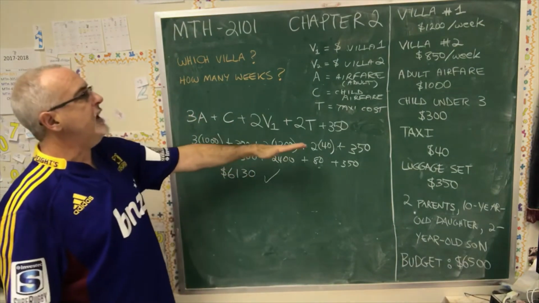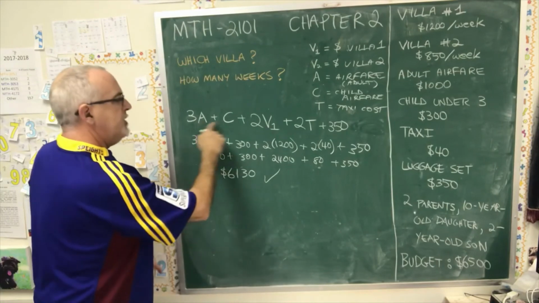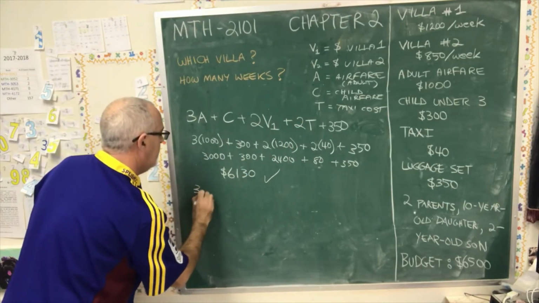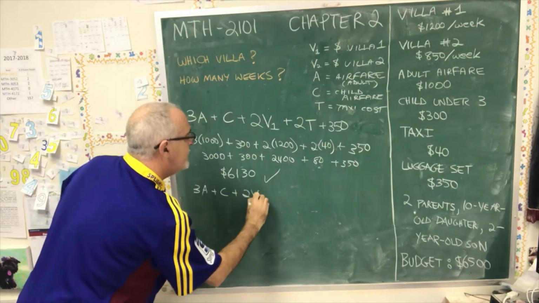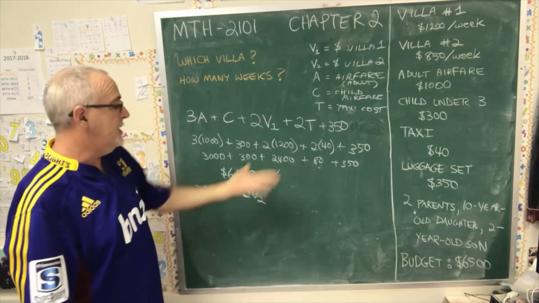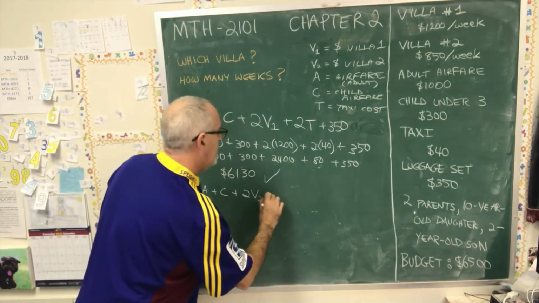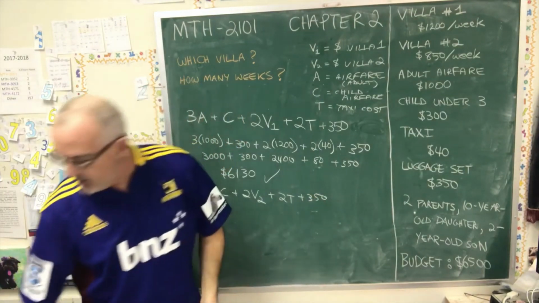But let's try it again with villa number 2. It changes the equation a little bit because we still have the 3A, the C, but it's 2 times V sub 2 this time because we're using a different variable because it's a different villa. Plus 2T plus 350. So most of it doesn't change.